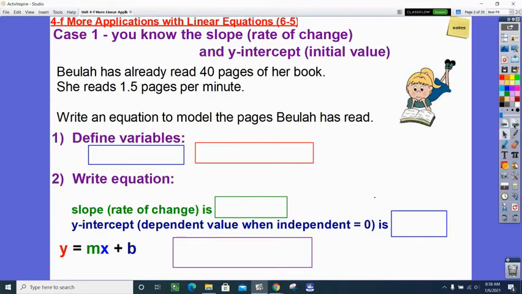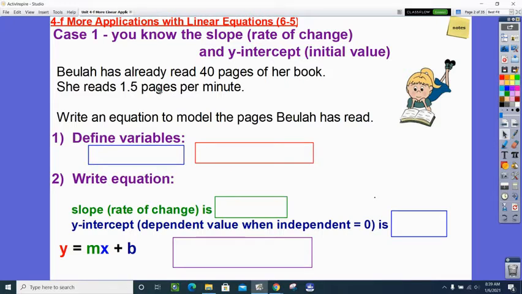So imagine that Julia has already read 40 pages of her book, and she reads at about 1.5 pages per minute. We're going to write an equation to model the pages that Julia has read. So I've already talked to you about the fact that it's really easy to find your slope. So I want you to look at this equation. I'm going out of order here for a reason. And I'm actually asking you to find the slope in the words here. So did you find it, that it's the 1.5 pages per minute?